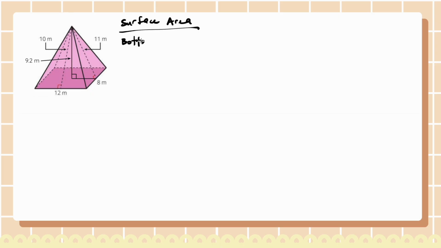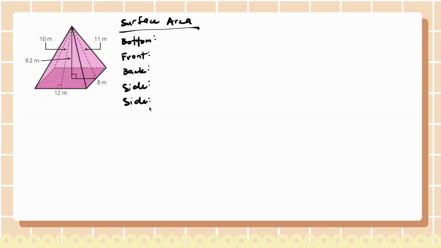So we're going to start off with bottom. I also noticed that I have this front triangle. If I have a front, I also have a back triangle. So we're going to do front and then back. All right, and then the last 2 sides are here on the right and then the left side. So we're just going to call them side and side.